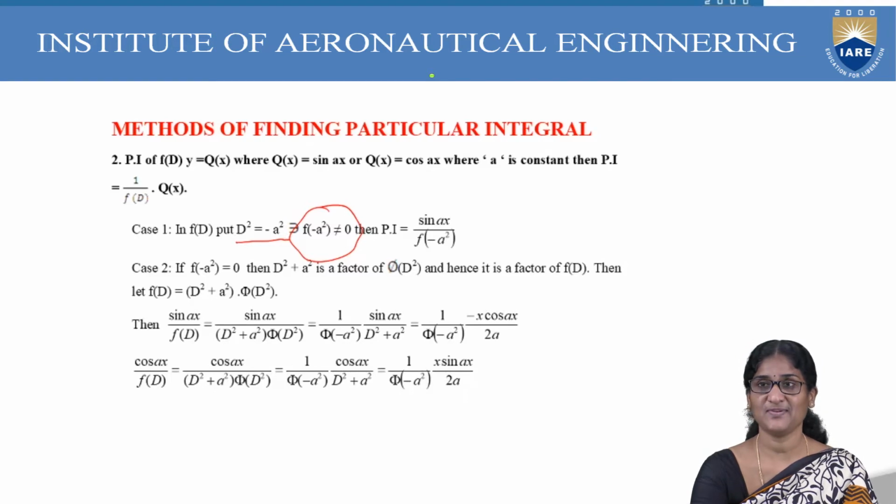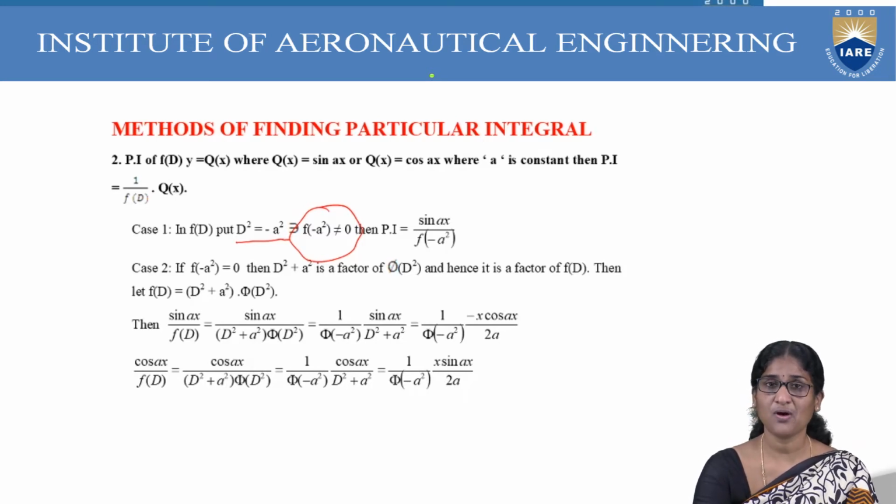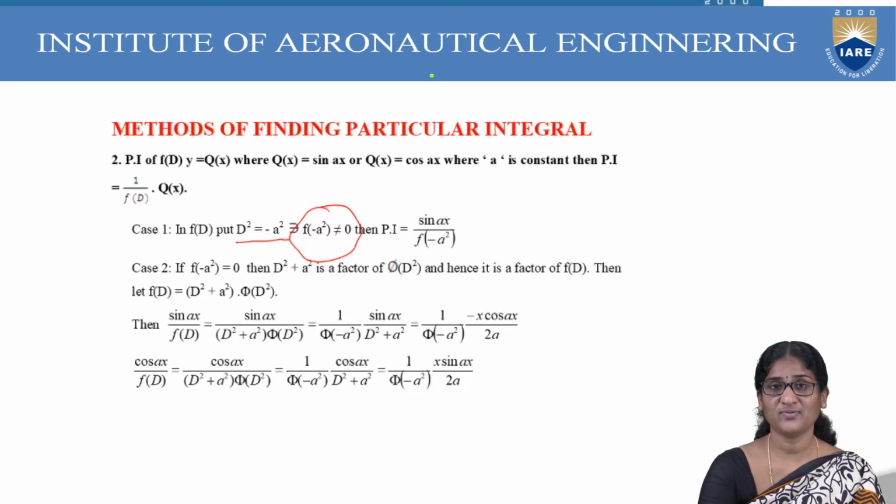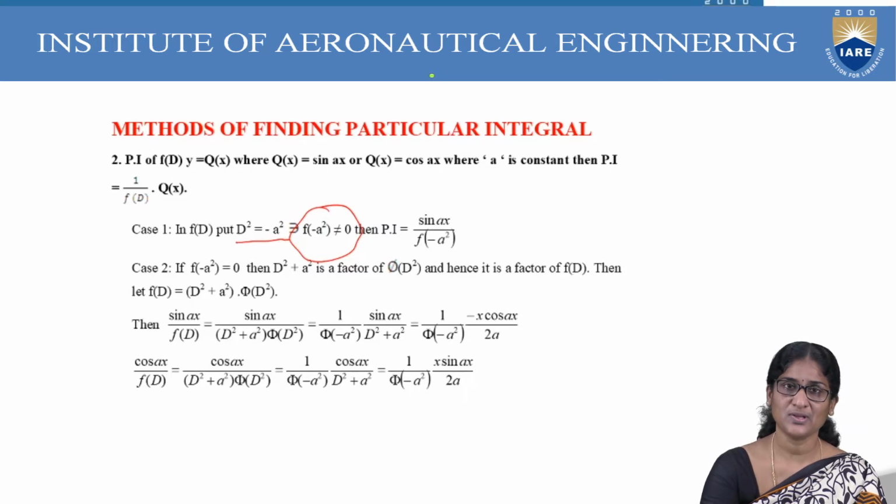As in the case of the previous one, e power ax, we substituted d is equal to a and checked whether it is equal to 0 or not. If it is not equal to 0, we took that as the particular integral. If it is equal to 0, we multiplied the numerator with x, took the derivative of the denominator, and again tried to substitute d is equal to a. That was the procedure we followed to find the particular integral for e power ax.